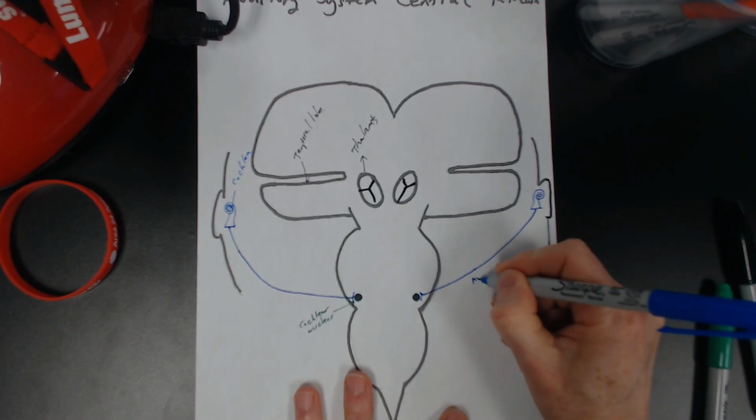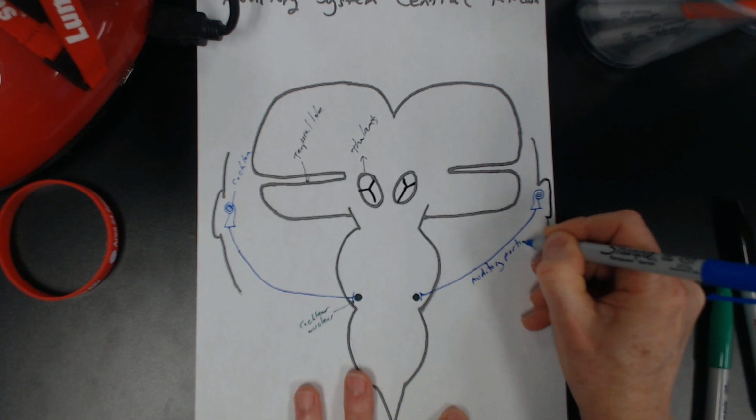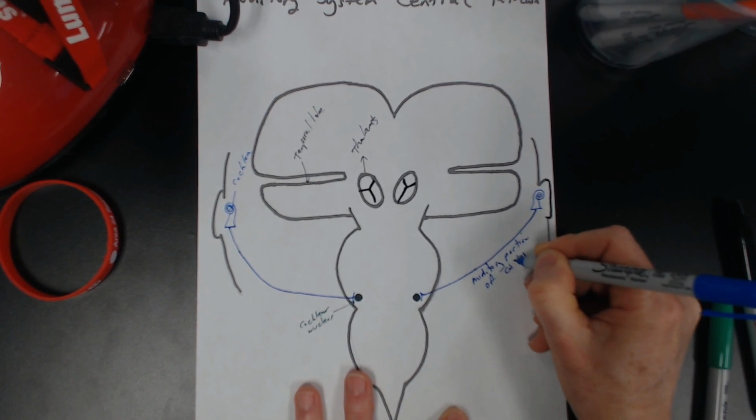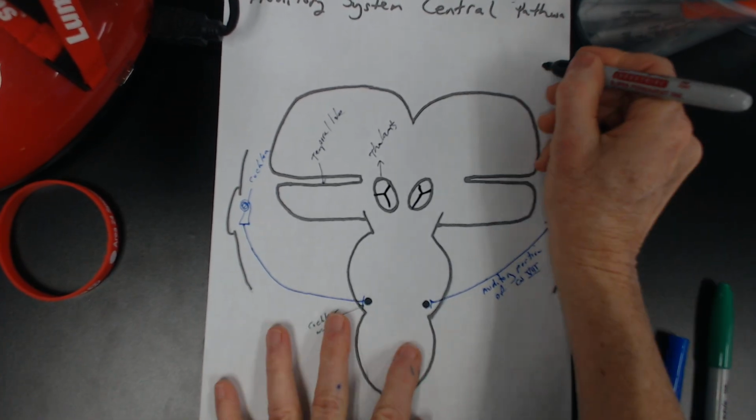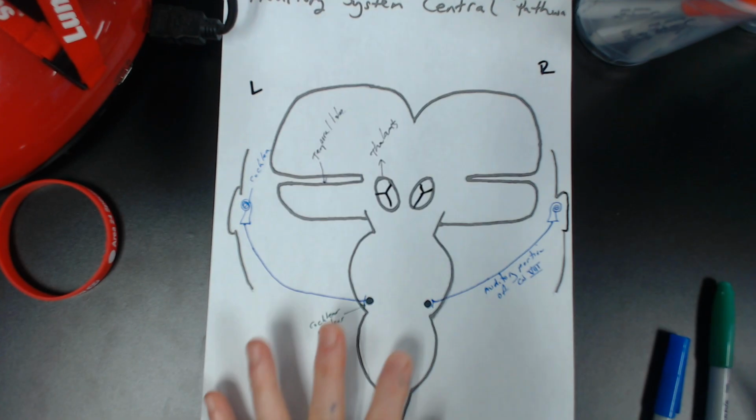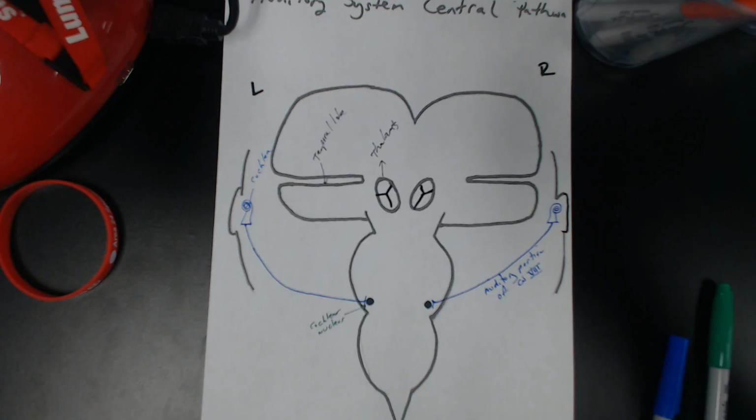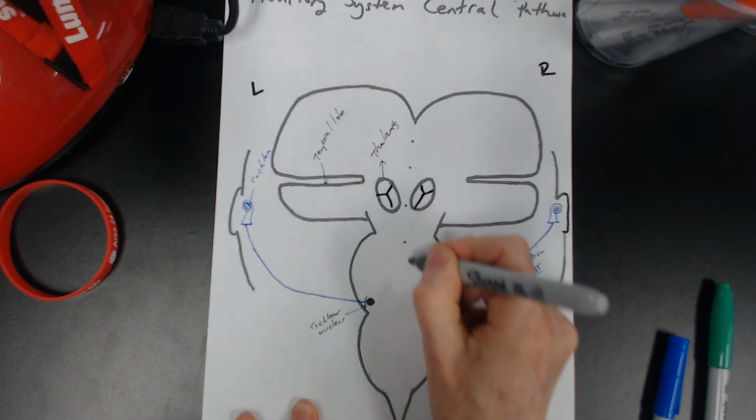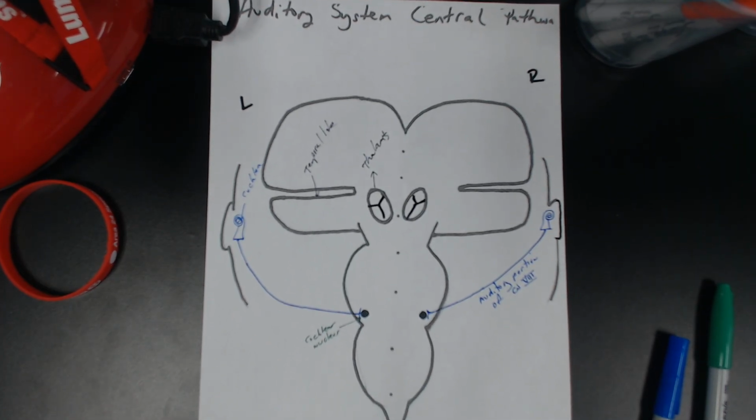So this is the auditory portion of cranial nerve 8 bilaterally. And this is the right side, and then this is the left side. To make it easier to see, I always like to put my midline in. This way I'm going to draw both sides.